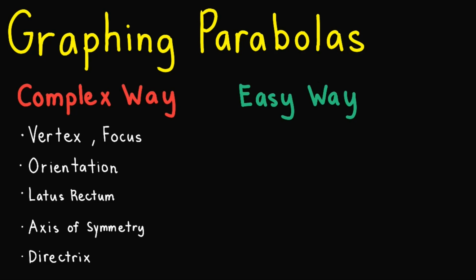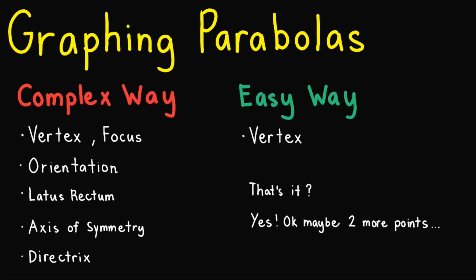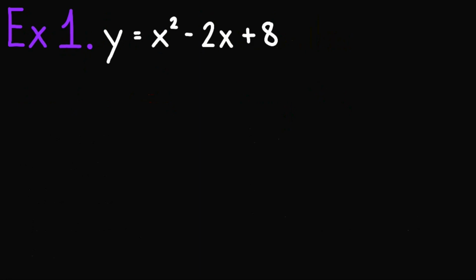So now, how about the easy way? Well, we need the vertex, and that's it. That's it? Yes? Okay, well, maybe two more points, but you'll see later on that technically it's just the vertex that we need, not really any of these points. So without further ado, let's go on with our first example.